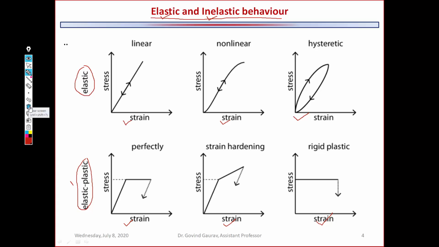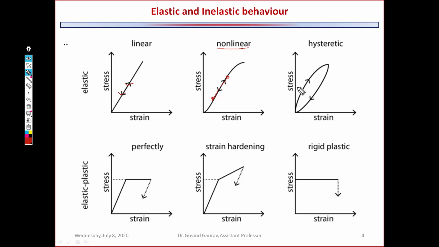We will say that the behavior of the material is elastic when the loading plot, this one is the loading plot and this one is the unloading plot, are linear and the unloading plot retraces the loading path in a linear manner. We will say that the material is linear. The second type of plot can be non-linear. In this case also the loading plot and the unloading plot retrace the path, but the plot itself is not linear. In that case the material will be non-linear elastic.